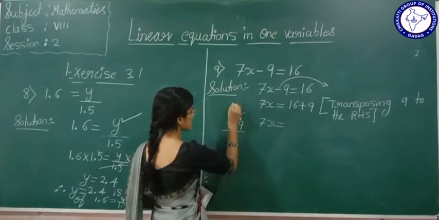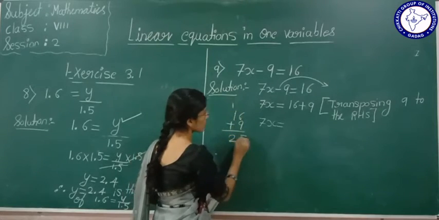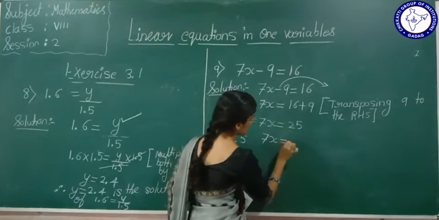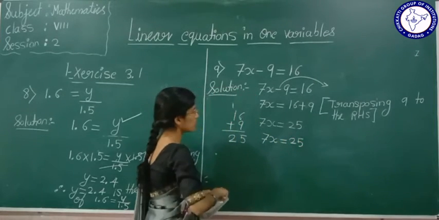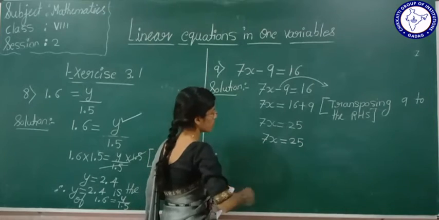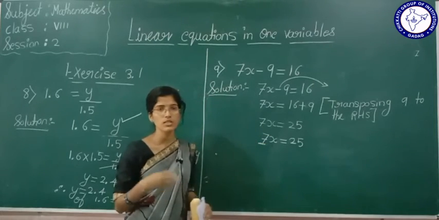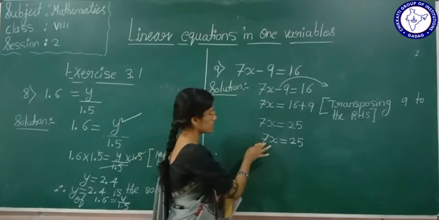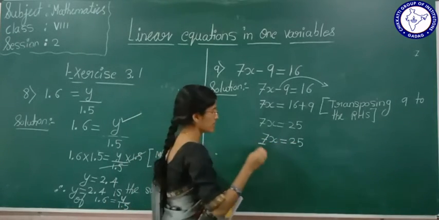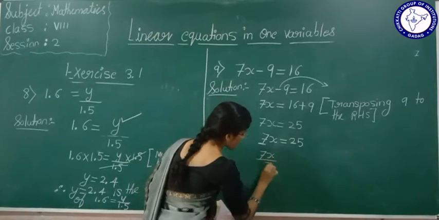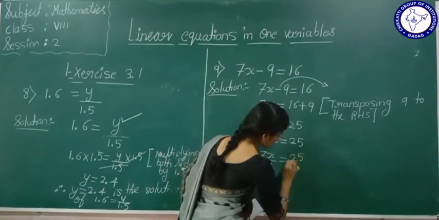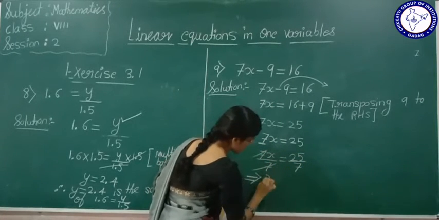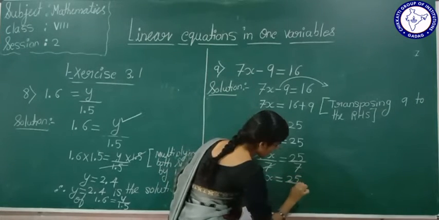9 plus 6 is 15, 1 plus 1 is 2. It will be 25. 7x is equal to 25. Now we have to vanish this 7. We don't want this 7 because we want to know the value of x. Right? What will we do? Dividing both sides by 7. If we divide both sides by 7, what will happen? This implies 7 gets cancelled. x is equal to 25 by 7.